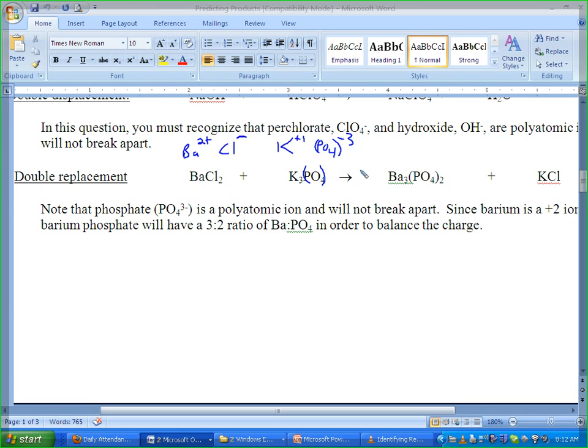Now what I'm going to do is circle the two elements that are going to switch places, which are my two cations. So that means over here I'm going to have K+1 and Cl-, and I'm also going to have Ba2+, PO4 3-. I do my crisscross. That's how I get KCl. And I do a crisscross again over here, and that's how I get Ba3(PO4)2.